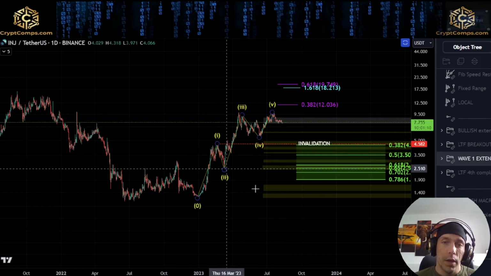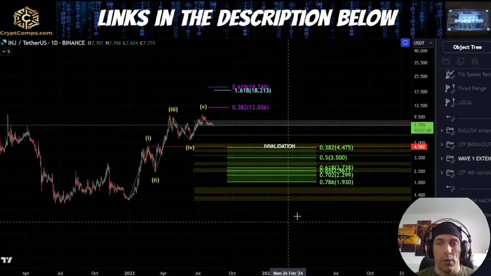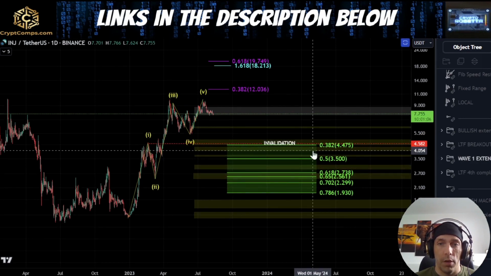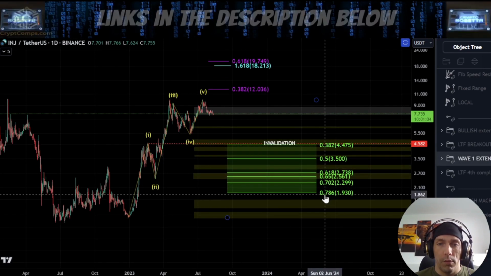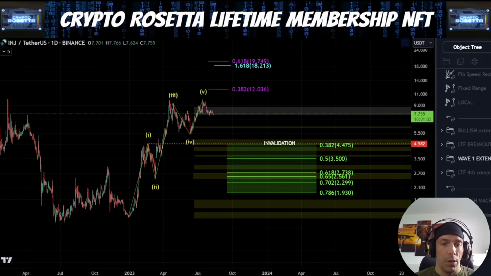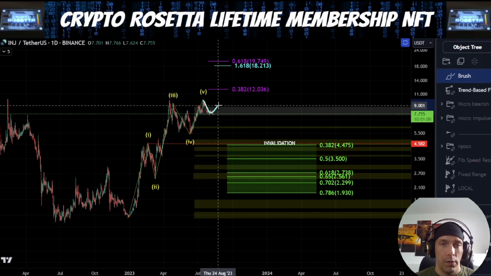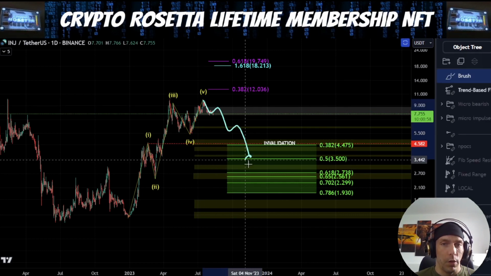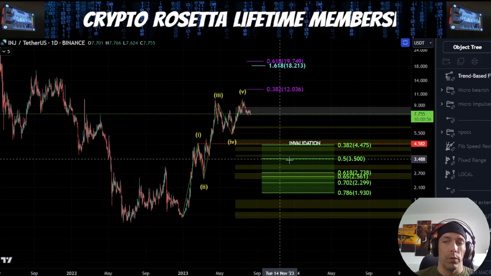Now if this is the case, what we'd be looking for is a deeper retracement, potentially looking to come back down here towards this 0.382 to the 786 area. So we need to be on the lookout that we could start to see some downward price action looking to come back into some of these lower levels.